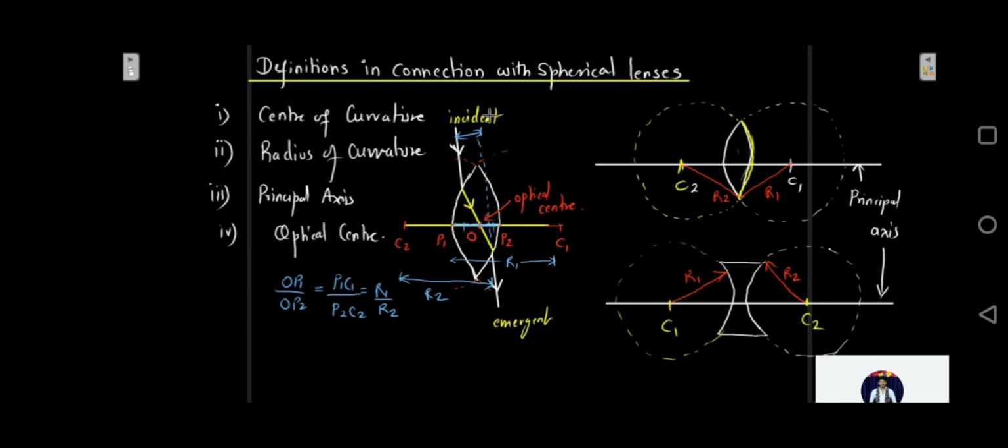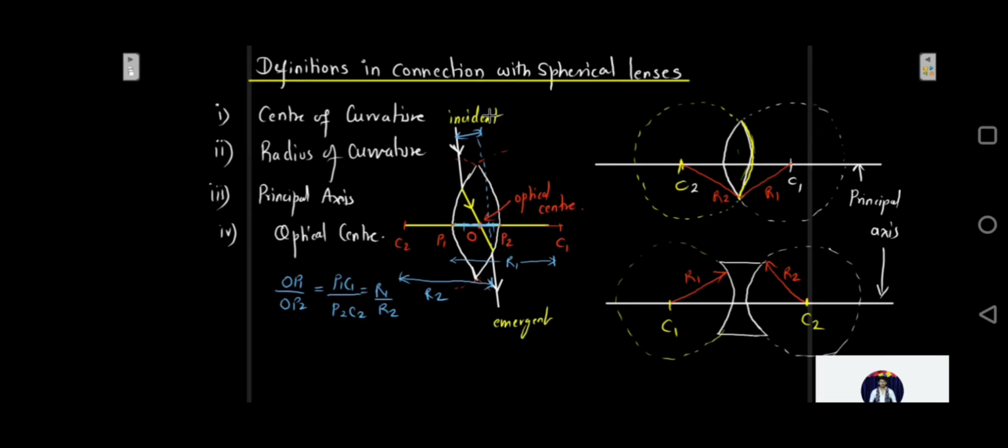This lateral displacement decreases with the decrease in thickness of the lens. As you decrease the thickness of the lens, the lateral displacement between the incident ray and the emergent ray is going to decrease. Hence, the ray passing through the optical center of a thin lens would not suffer that much lateral deviation. It would be passing straight away.